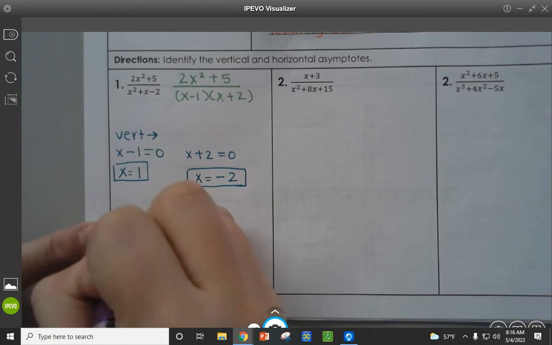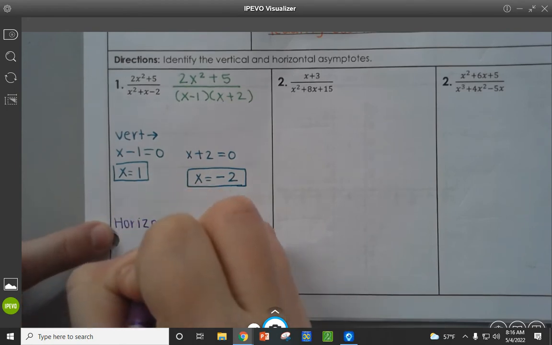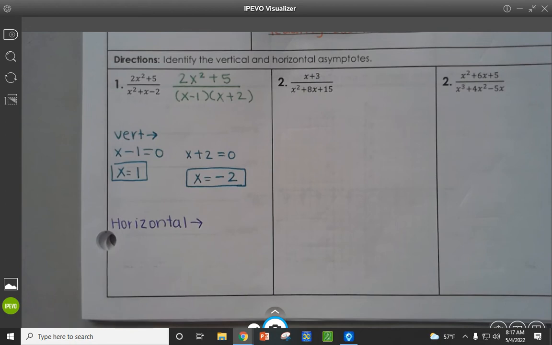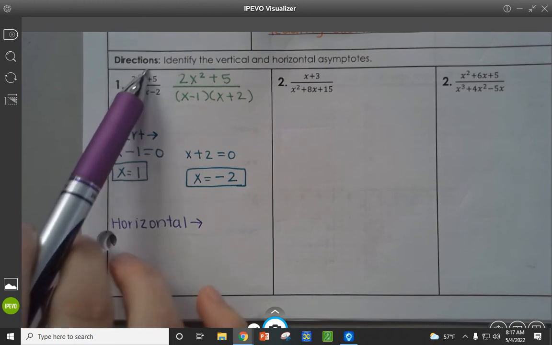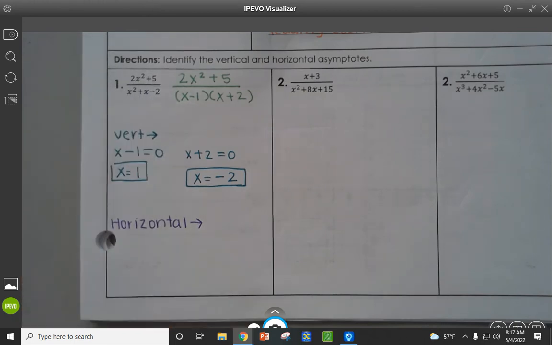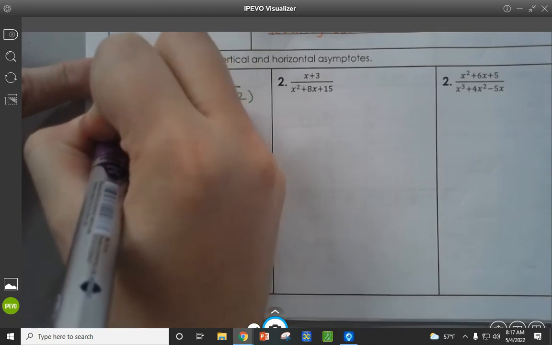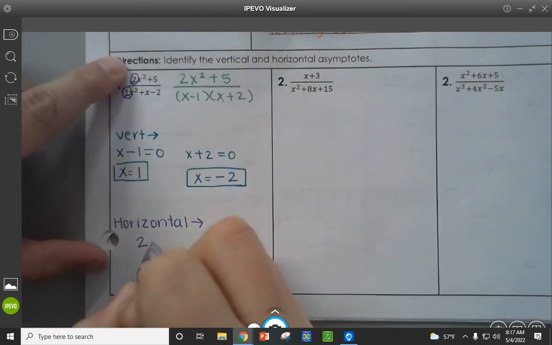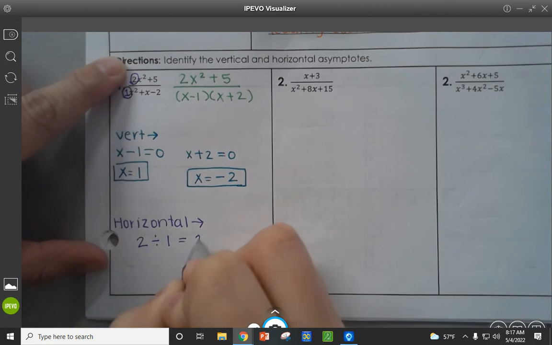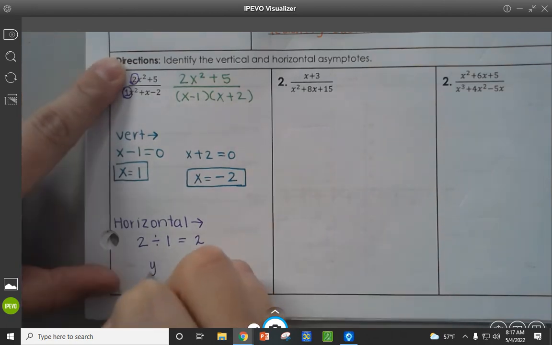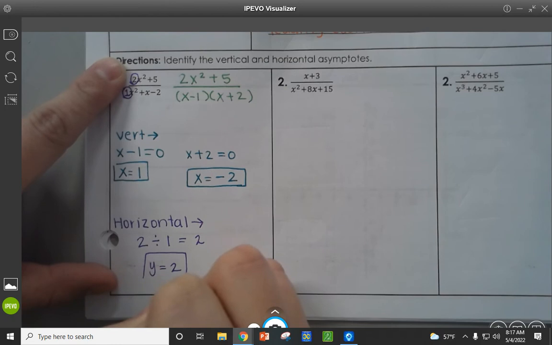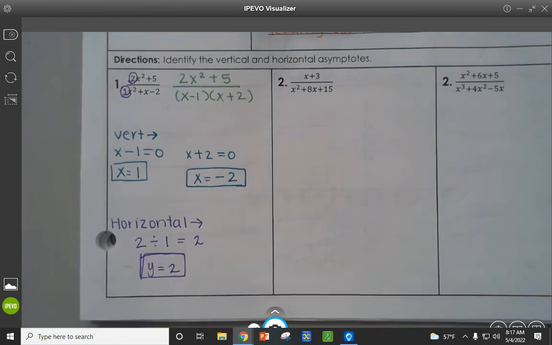And then our horizontal, look at the degrees. The degree is the largest exponent. So my degrees are actually the same. So I'm going to take this 2, and this would be a 1, and we do 2 divided by 1 is 2. So it has a horizontal asymptote at y equals 2.